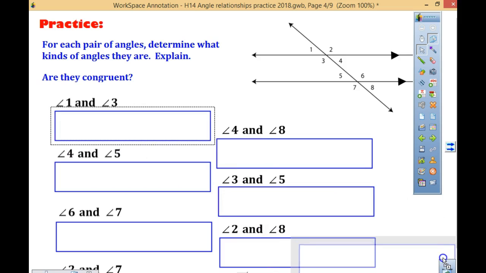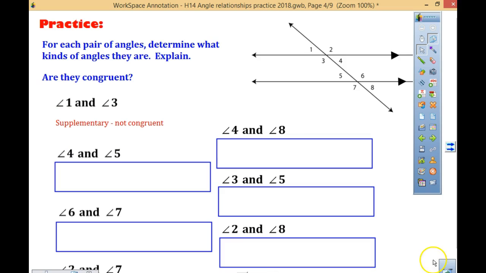Supplementary, which means, are they congruent? No. Supplementary, not congruent. Please write that down. Now you're going to take a look at 4 and 5. Again, sometimes I think it helps if you highlight or take a look.